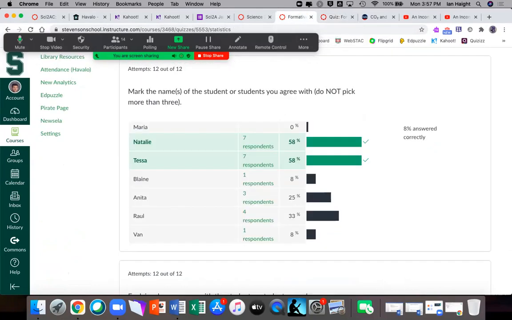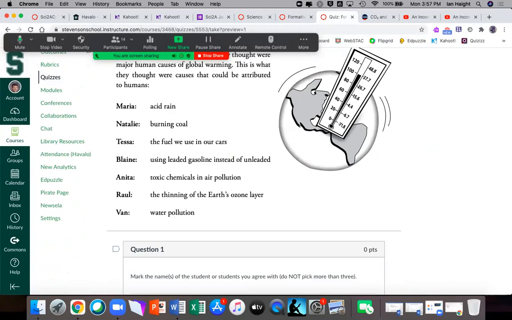Next person who got the most votes was Raul, who was stating the thinning of the Earth's ozone layer, which is a very common misconception. It is definitely a problem, but the thinning of the ozone layer relates a little bit more to our exposure to UV light and damaging human skin. That's why that's a big problem, and it's also just not good for plants. Plants are being overexposed to UV radiation, not necessarily warmth directly.